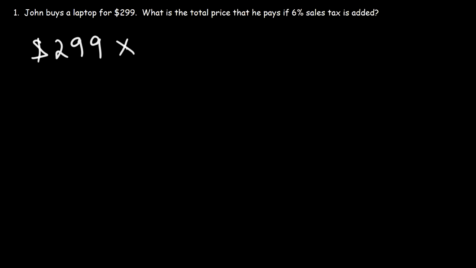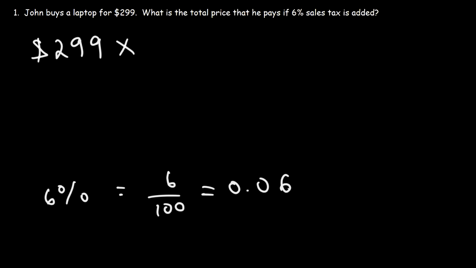So we need to convert the percent into a decimal. To convert 6% to a decimal, simply divide the number by 100. So it's basically 6 over 100, which is 0.06. $299 times 0.06 is $17.94. So that's 6% of $299.